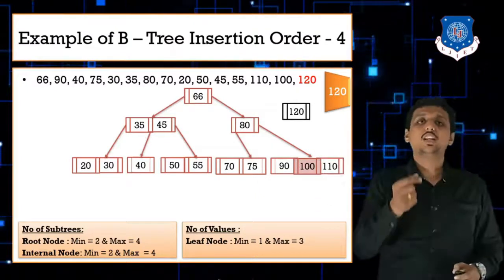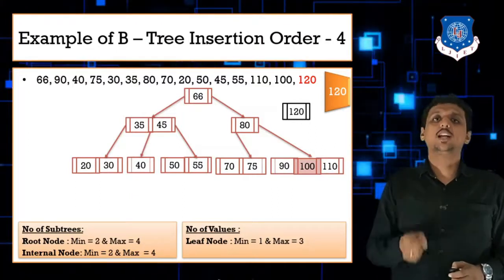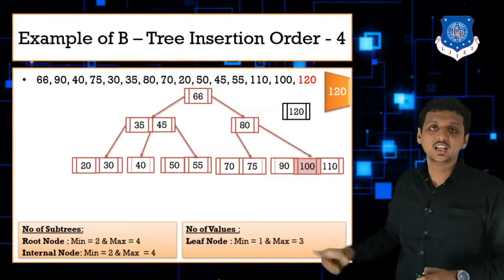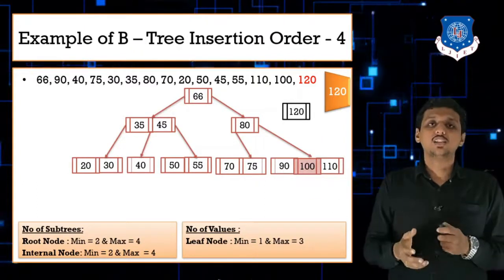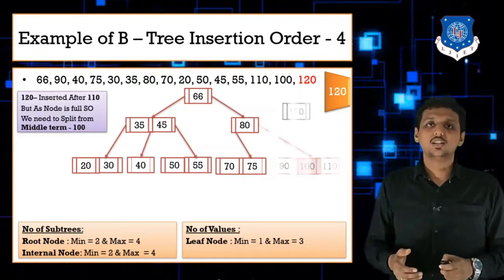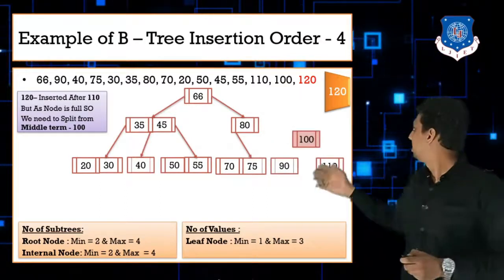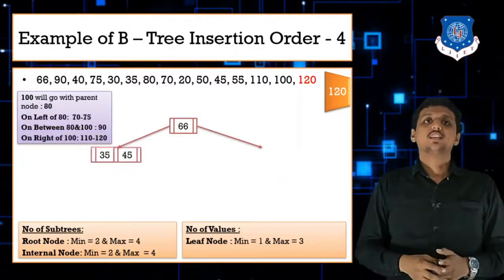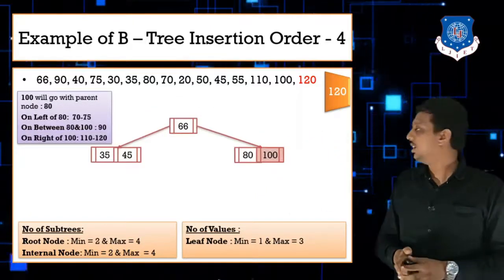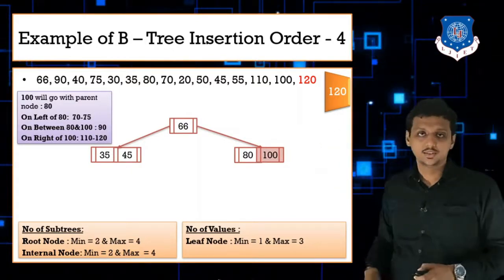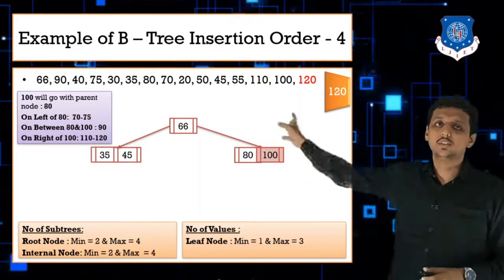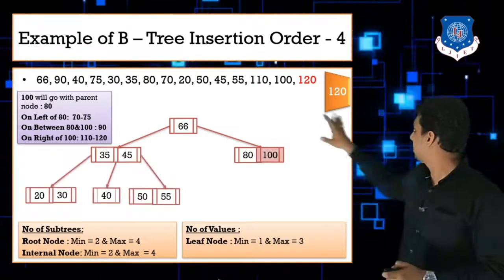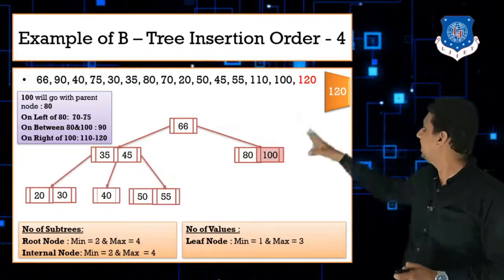Now tell me, who is the parent node for 100? That is 80. So students, 100 will just move one level up and be connected with node 80. So here, see, this is the figure. 100 and 80 will be connected together. Now on the left side of the 66, students, the values remain as they are, but on the right side of the 66 we have 80 and 100.